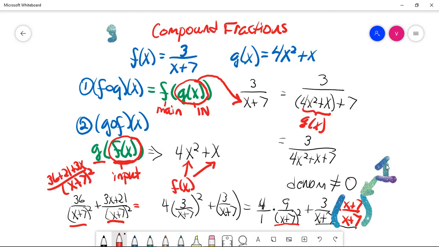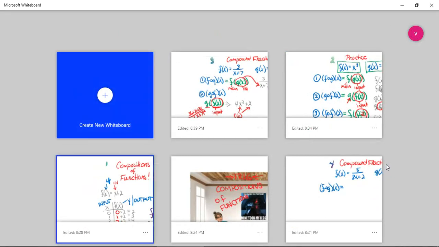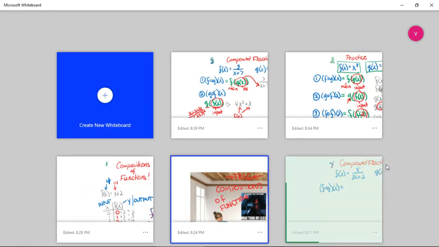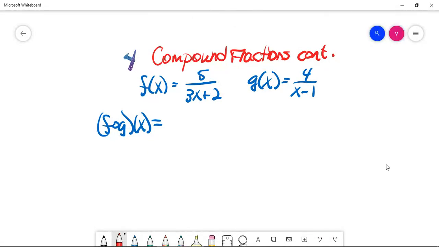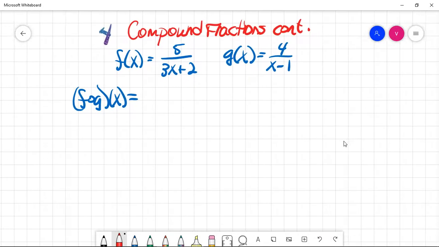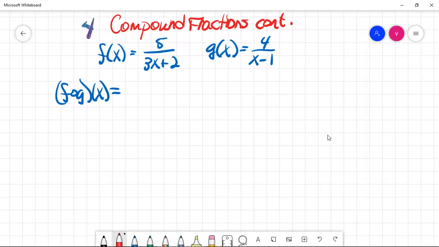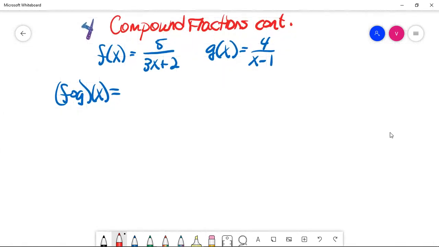Okay, let's do one that's just a complicated fraction, and then we'll call it a day with this. Let's do the last one, which is this one right here. Move this up so we have a lot more room. Okay, compound fractions. Complicated, yucky fractions. So here are our two functions, f of x and g of x, a fraction and a fraction. So we're going to do f of g of x.